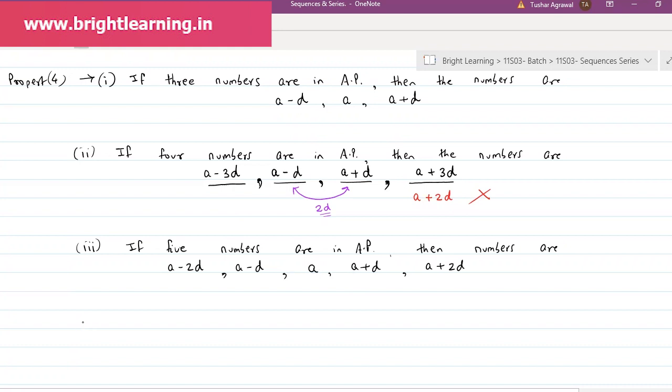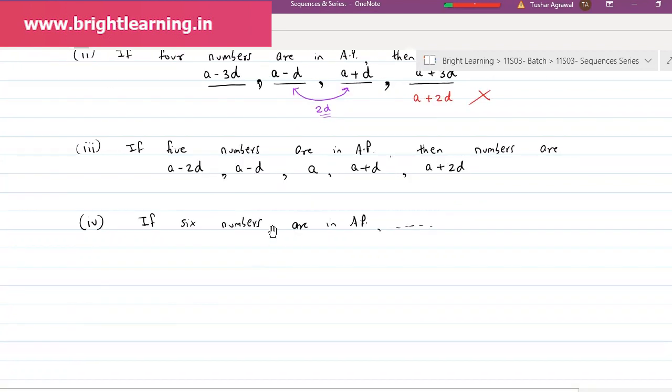Convince yourself for 6 numbers. You can pause the video for a minute and see whether you get the answer right. If 6 numbers are in AP, how to do it? You can pause the video for some time and think. So 6 numbers are in AP. There is not a proper middle position. So how will it get paired up? You can see, convince yourself that this is the answer.